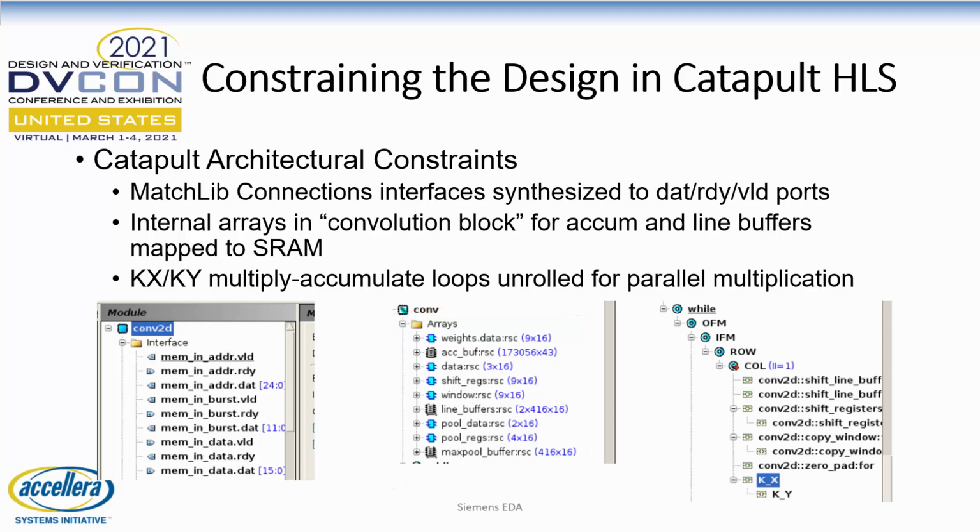Lastly, the architectural constraints GUI presents the loops in the design, and this shows that the KX and KY loops have been selected and are being fully unrolled, which is indicated by the yellow and green icon. This should result in 9 parallel multiplications.